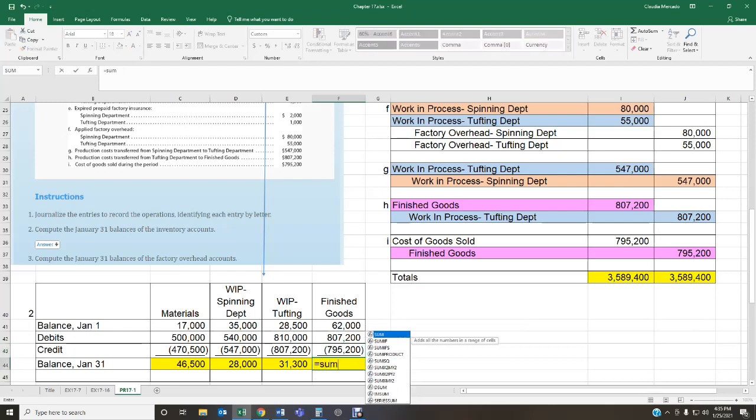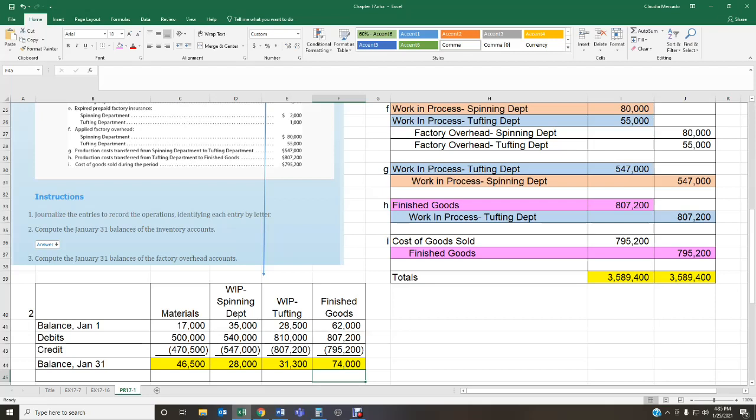And now we can get our balance. So we're getting our beginning balance, adding our debits, and subtracting our credits to get our ending balance. My balance for finished goods is $74,000. Okay? So requirement 2, compute the ending balances for the different inventory accounts.